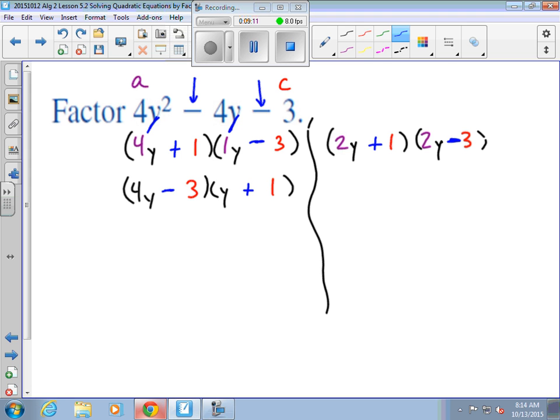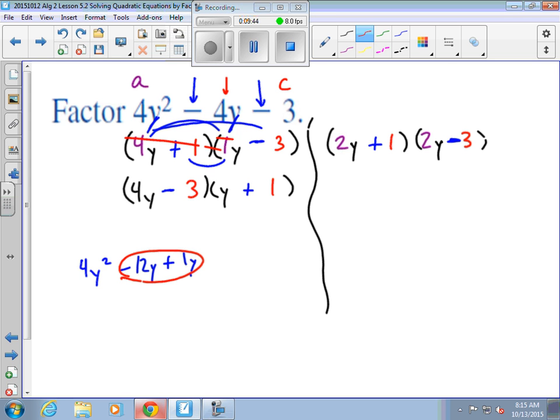So if we FOIL 4y times 1y for that one, you're going to get 4y squared. Outer terms, 4y times -3 is -12y. Inner terms, 1y times 1 is plus 1y. So right here, let's look before we do any more. If we put those two together, how many y's are we going to get? We're going to get -11y, more specifically here, which is not -4y. So this pair of factors, that one does not work.